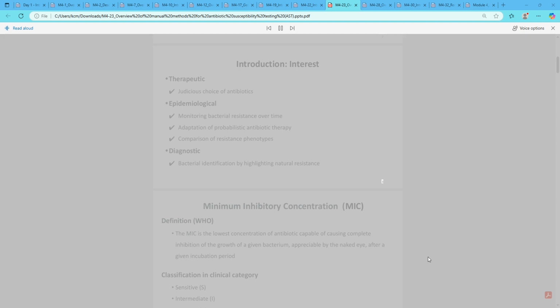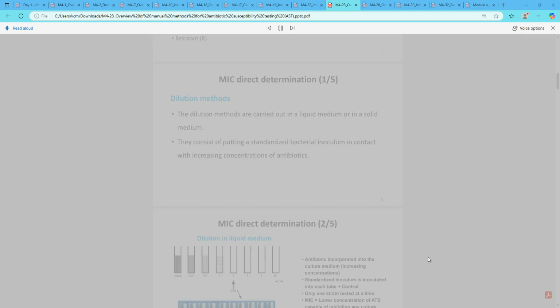The MIC is the lowest concentration of antibiotic capable of causing complete inhibition of the growth of a given bacterium, appreciable by the naked eye after a given incubation period. Categories: Sensitive, S. Intermediate, I. Resistant, R. MIC direct determination, 1/5.